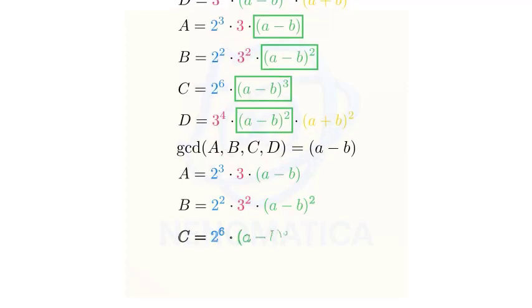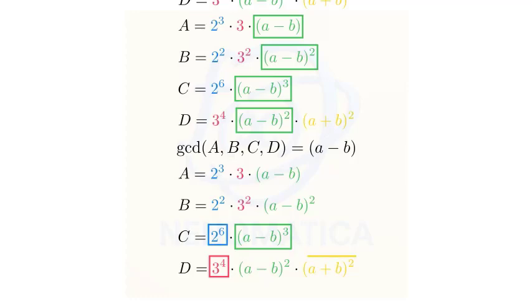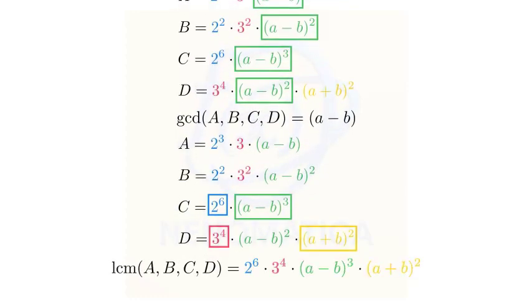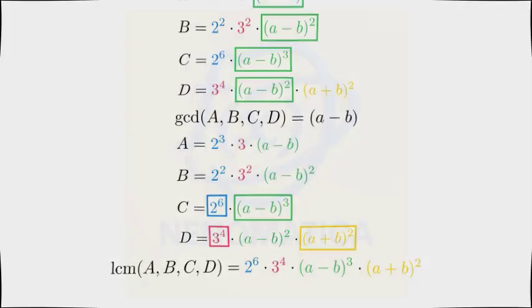For the least common multiple, we take every factor that appears in any expression, using the largest exponent among them. For 2, the largest exponent is 6 from c. For 3, the largest exponent is 4 from d. For a minus b, the largest exponent is 3 from c. For a plus b, the largest exponent is 2 from d. So the least common multiple is 2 to the 6 times 3 to the 4 times (a minus b) to the 3 times (a plus b) squared.